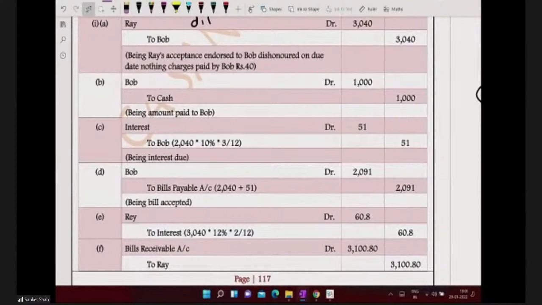So debtor account debit to creditor, then creditor becomes receiver of cash. Interest is our expenditure of 51. So Bob account debit to bills payable, a fresh bill of 2091. And now we will charge Ray interest, which is our income. So Ray account debit to interest, and the last entry will be bills receivable account debit to Ray account. It's not at all difficult.